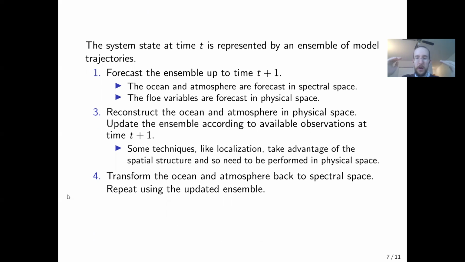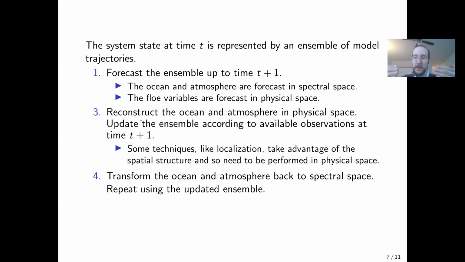All right, so let's go back to the top and go through the method. As I mentioned before, the system state is represented by an ensemble of model trajectories. So you have the ensemble at time t, you will forecast it up to the time of the next observation. And when we're doing the forecasting, we use the forecast model. So the ocean and atmosphere are forecast in spectral space using the aforementioned stochastic, statistically accurate models. And the flow variables are forecast in physical space, right? So they're driven by the actual resulting velocity field from the ocean and atmosphere.